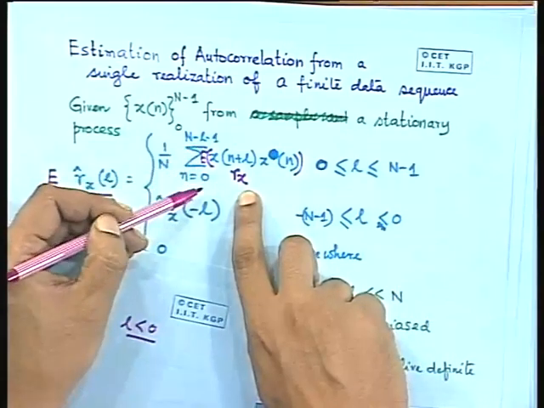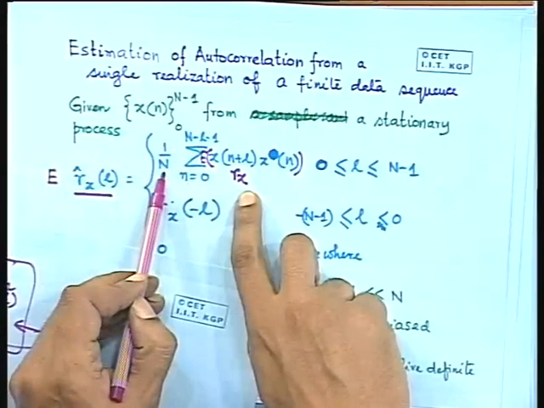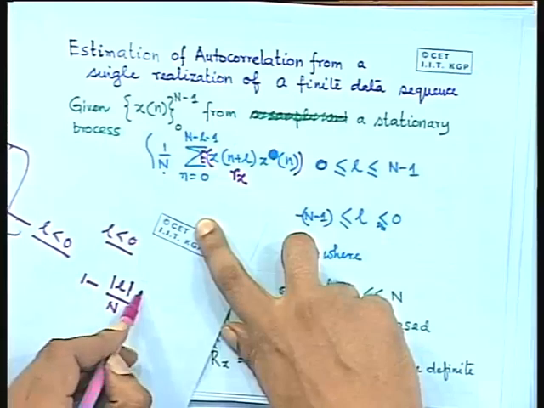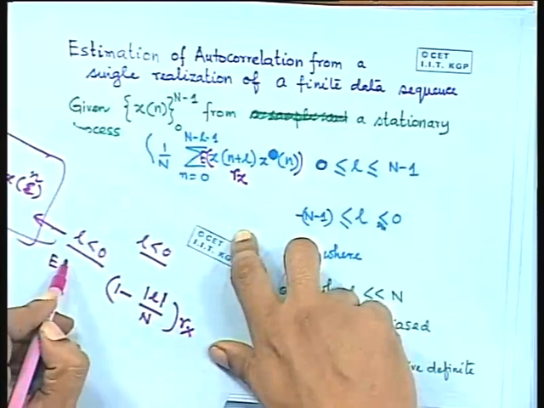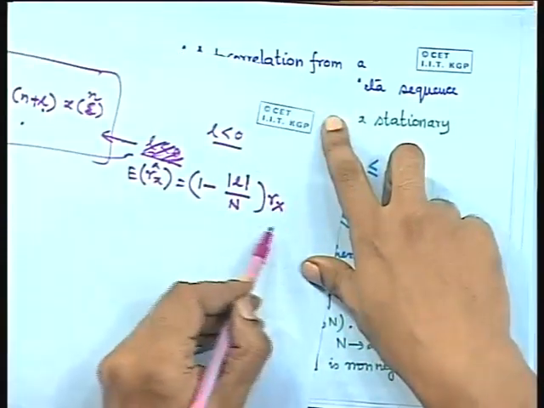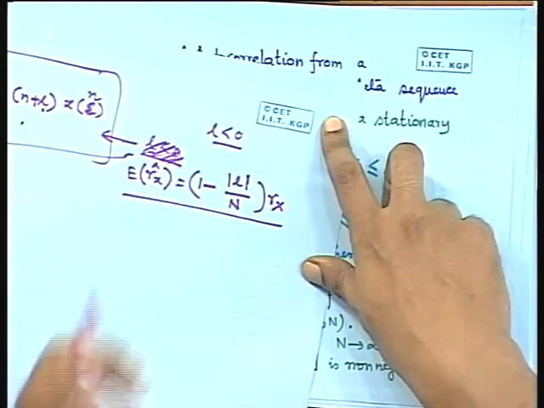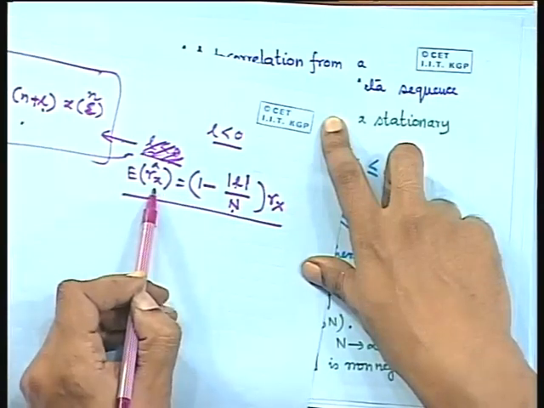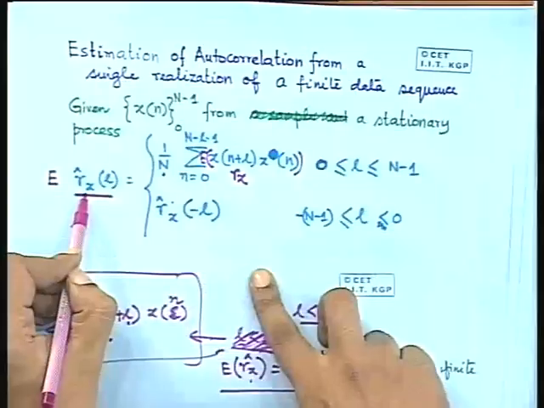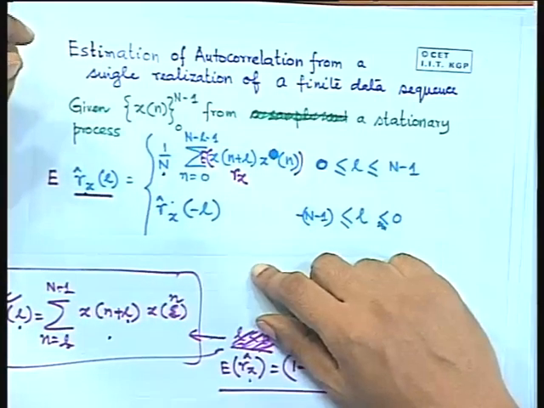Now here you have N minus |L| terms, and you are dividing by N. So you have (1 minus |L|/N) times Rx; I put mod L because L can be positive or negative. This is the expectation of Rx hat. Can you see this? So for a given L and a given N, expectation of Rx hat is not Rx. Even if you take several N-length signals and took an expectation over multiple signals, you will not get the true autocorrelation. So this estimate is biased for a given L and N, but obviously this term will tend to 0.